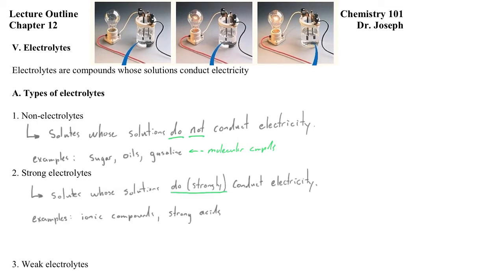Strong electrolytes, on the other hand, are solutes that do conduct electricity when they are dissolved in water. In fact, they very strongly conduct electricity when they're dissolved in water. Examples of strong electrolytes include ionic compounds and strong acids. If you take an ionic compound like sodium chloride or a strong acid like hydrogen chloride and you dissolve it in water, you'll get a situation when you set up this experiment up here like this. When we connect the light bulb to the power source, it immediately illuminates very brightly. So therefore, we classify these compounds as strong electrolytes.